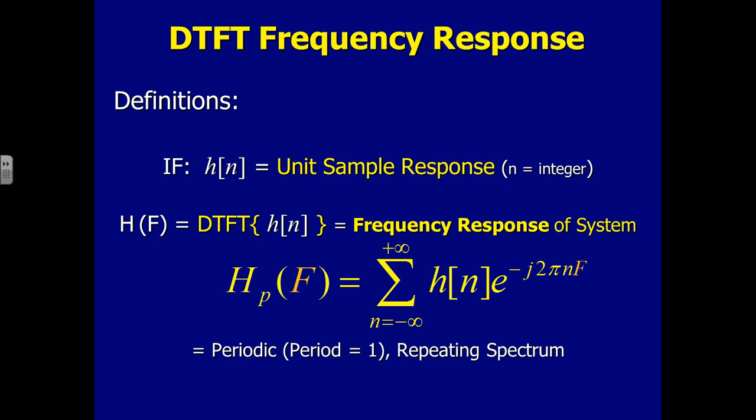So for computing a frequency response, we would begin with the unit sample response of a system, which is a discrete time function, h of n, take its discrete time Fourier transform, and whatever results of that transform is by definition the frequency response of the system. And we would apply the definition summation to make that computation. Sum from n equals -infinity to +infinity, h of n, e to the minus j 2 pi n f. Again, that's a periodically repeating spectrum with a period of 1.